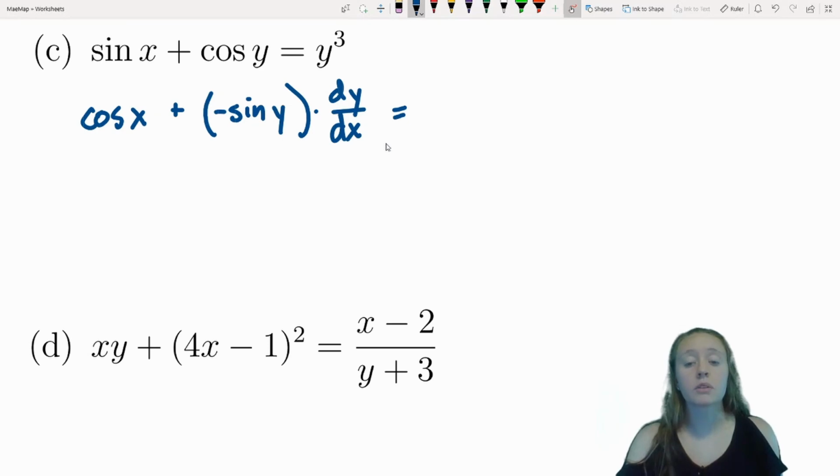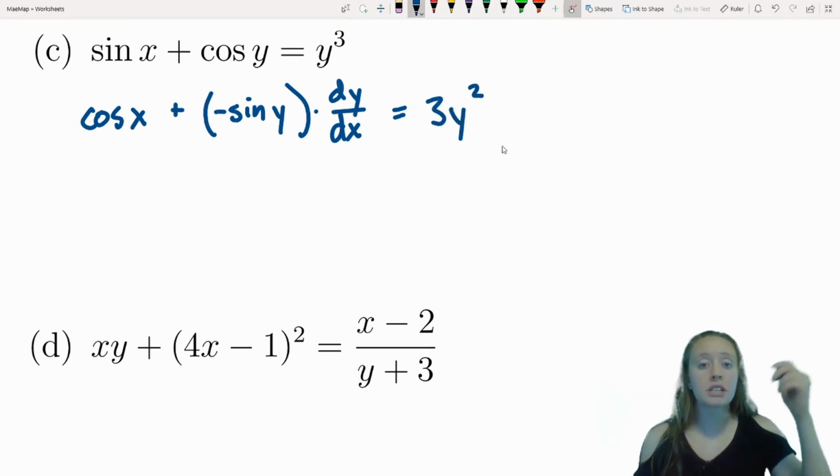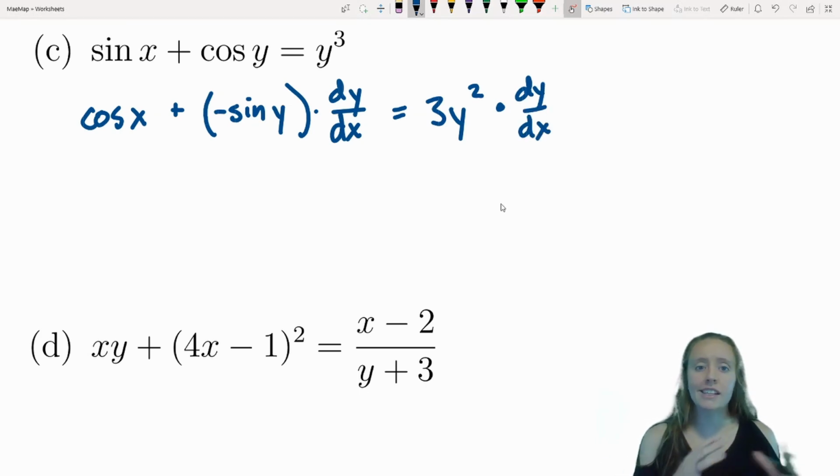And that's all equal to, what's the derivative of y cubed? Treat it like a chain rule. Some function cubed will have 3 times that function, now squared, when we decrease that exponent by 1, but we have to remember to multiply by the derivative of that function, which is dy dx. Now in this case, my dy dx isn't on the same side of the equation, and I want it to be so that I can pull it out of all my terms and then divide by everything else.